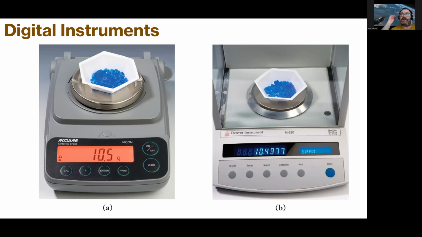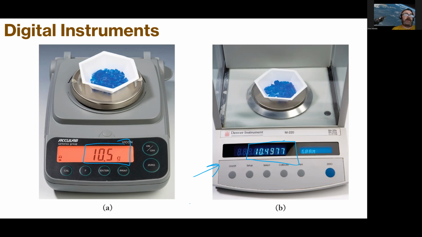This is the same amount of this blue solid on two different digital balances. With a digital instrument, it's really nice because you just read what the digits say, and the balance tells you exactly what the mass is. Here, this one says it is 10.5 grams. This one says it's 10.4977 grams. It's technically the same mass, the same thing. This one is more precise because it has more digits to it.